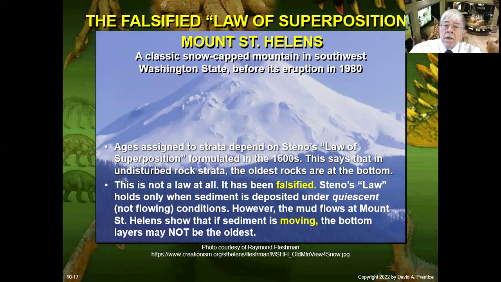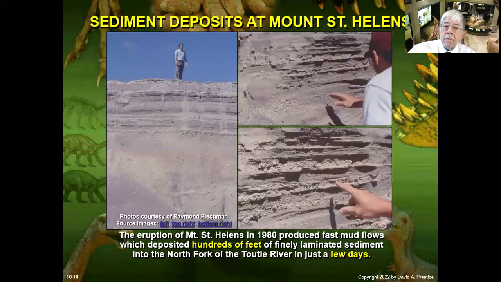The ages that are assigned to rocks follow Steno's law of superposition, which was formulated in the 1600s. It says that in undisturbed rock strata, the oldest rocks are at the bottom. It's not a law. It's been falsified. I want to show you that this so-called law applies only when the sediment is deposited under very, very quiet conditions, quiescent conditions. But the mud flows at Mount St. Helens show that if the sediment is moving, the bottom layers may not be the oldest.